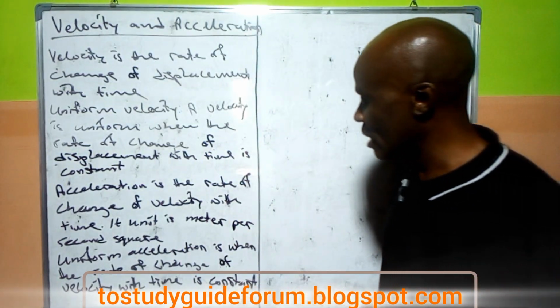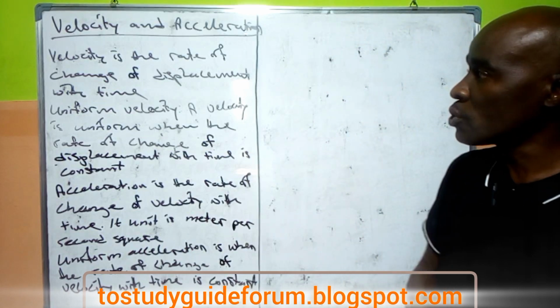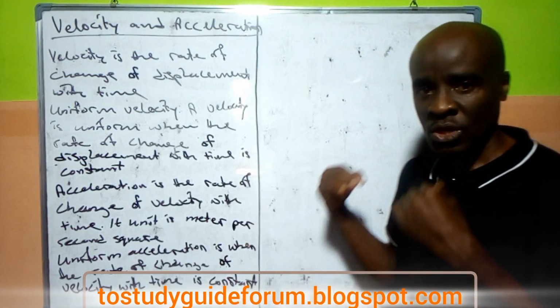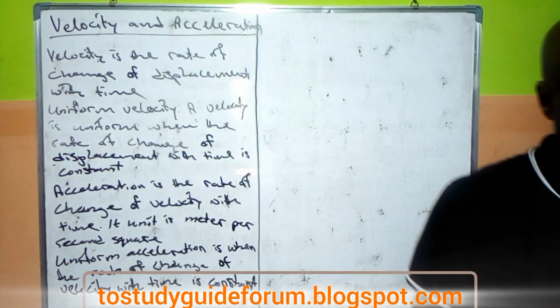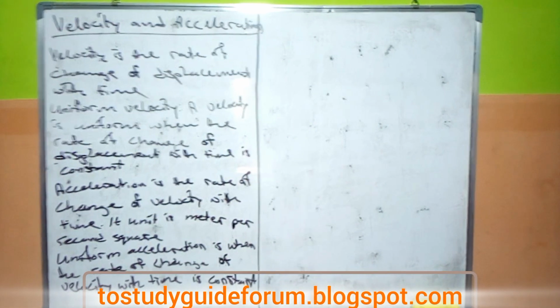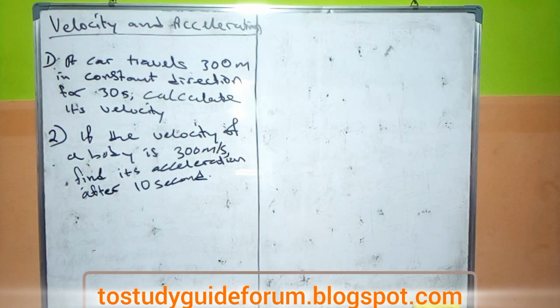Now, before we go ahead, I want us to look at some calculations that can help us in how to handle some of the calculations in this very topic. That is what we're going to be doing. Our first question says a car travels 300 meters in a constant direction for 30 seconds. Calculate its velocity. And the second one says if the velocity of a body is 300 meters per second, find its acceleration after 10 seconds.